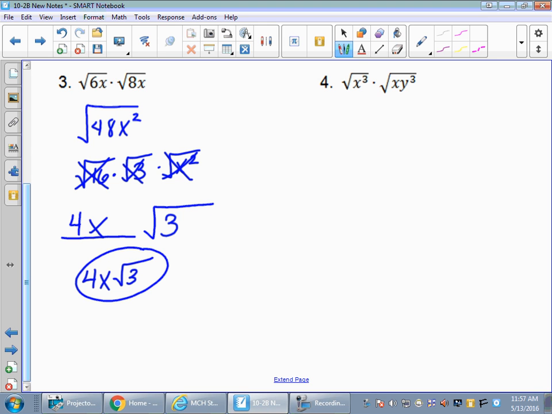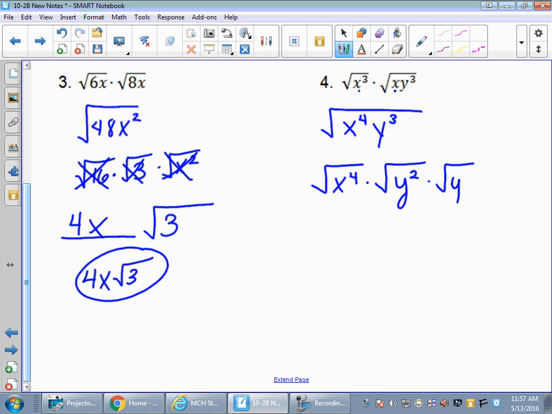And the last problem here, put it together. If I have 3 x's in the first one and another x, that's a total of 4 x's being multiplied together. You add the exponents. For x to the 4th, y cubed. And so I can break that apart. X to the 4th is perfect. Y to the 3rd power is not, but if I break it into y squared times y, we should be okay. So I've got my space for all the perfect out in front, and then my radical.